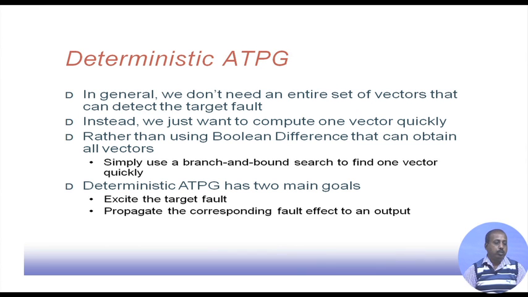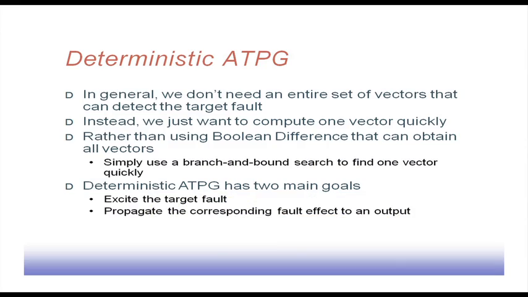In general, we do not need an entire set of vectors. The advantage of the Boolean difference method that we have seen is that it gives you all possible test patterns that can detect a particular fault, but that is not required. In many cases, we may be satisfied with having a single test pattern for a fault, or maybe a few test patterns. That depends on the application, but in very few cases will we require all patterns that can detect a particular fault. So, that is generally not needed.